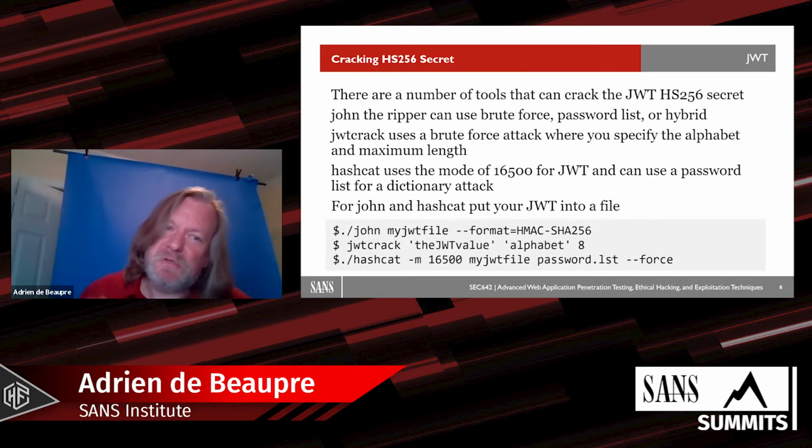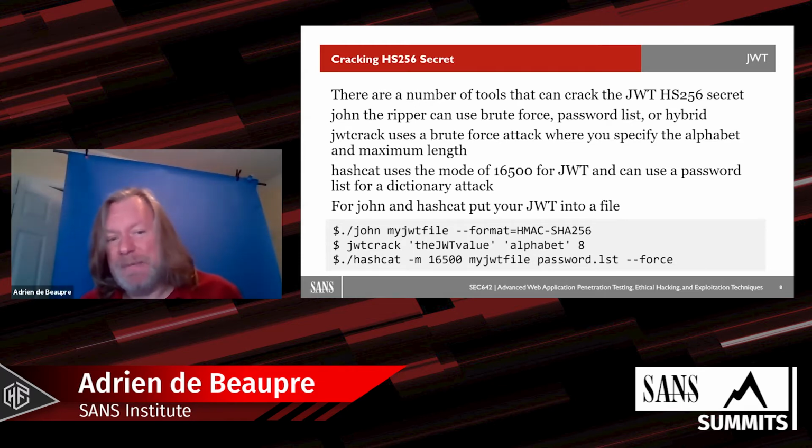There are various different tools to use to crack HS256 signatures. John the Ripper can do it. There's a specific one called JWT crack, which I found took a really long time, so I haven't used it in demos. There's also Hashcat, which has a mode, 16500, specific to JWT. In this case, I'm using the password list from John the Ripper. So there are various different ways. Typically you put the entire JWT by itself in a file and just crack against that file.